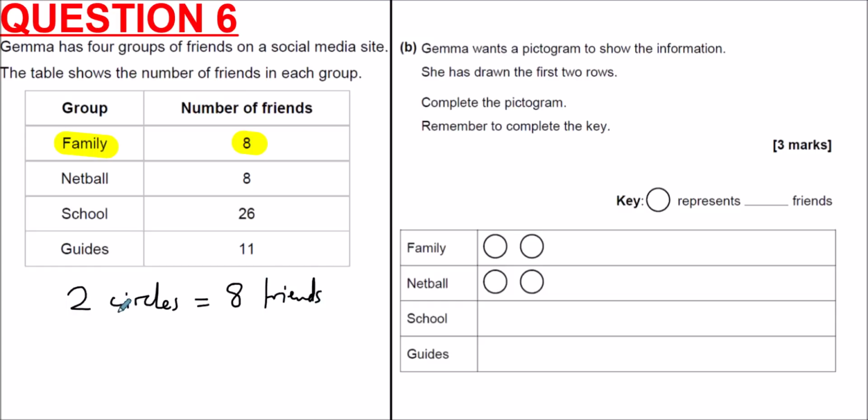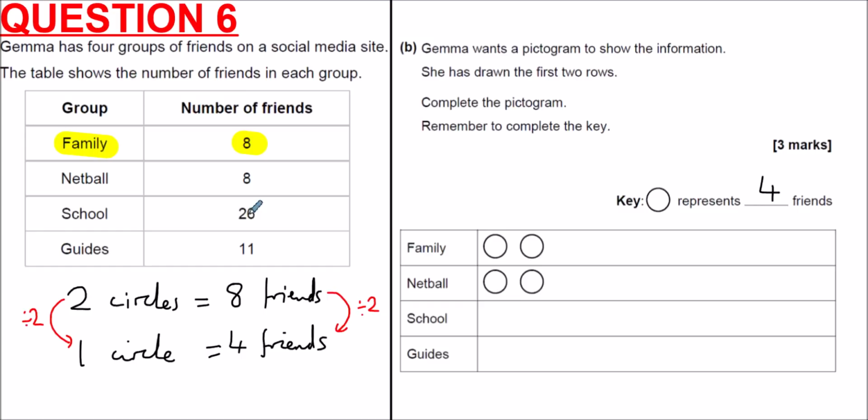So if 2 circles represent 8 friends, each individual circle must therefore represent just 4 friends. And I've done that just by dividing both sides by 2. Half of 2 circles is 1 circle, and half of 8 friends is 4 friends. And so that's how we need to complete the key first of all. So it represents 4 friends.